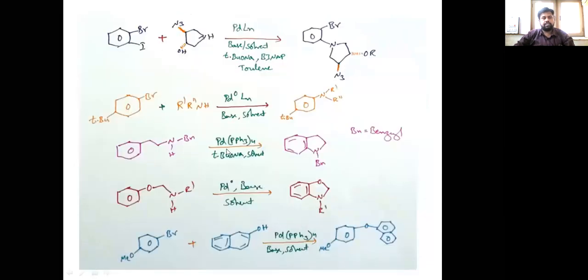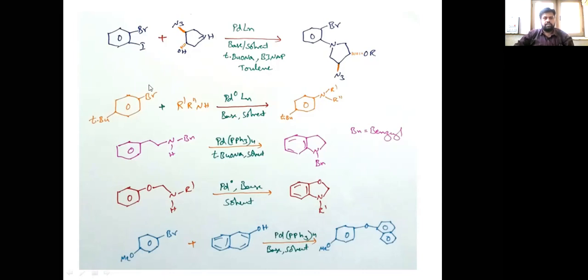And these are some of the examples. Here you can see the iodine will be replaced with a nitrogen group, the N3 azide group substitution. Here the palladium catalyst and base, with solvents such as sodium tert-butoxide, BINAP or toluene. These are the different solvents and bases that are used, right?